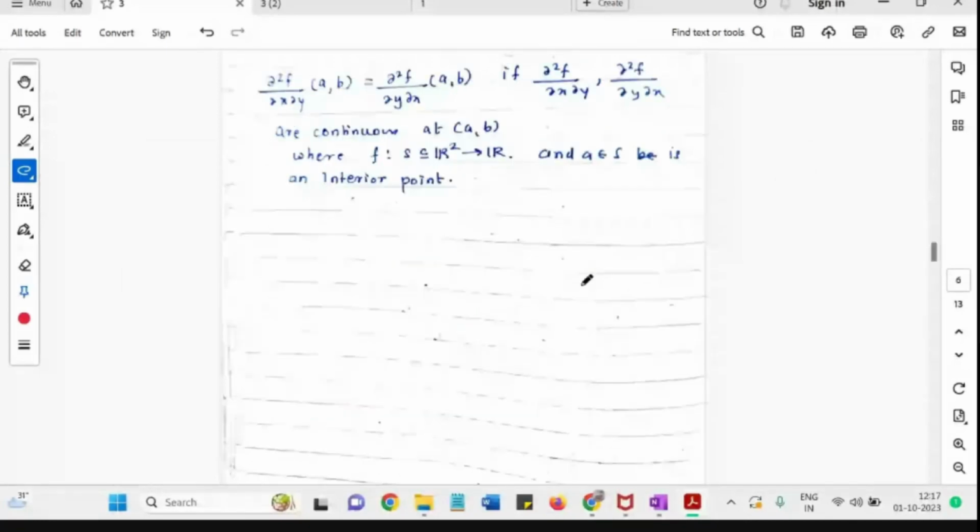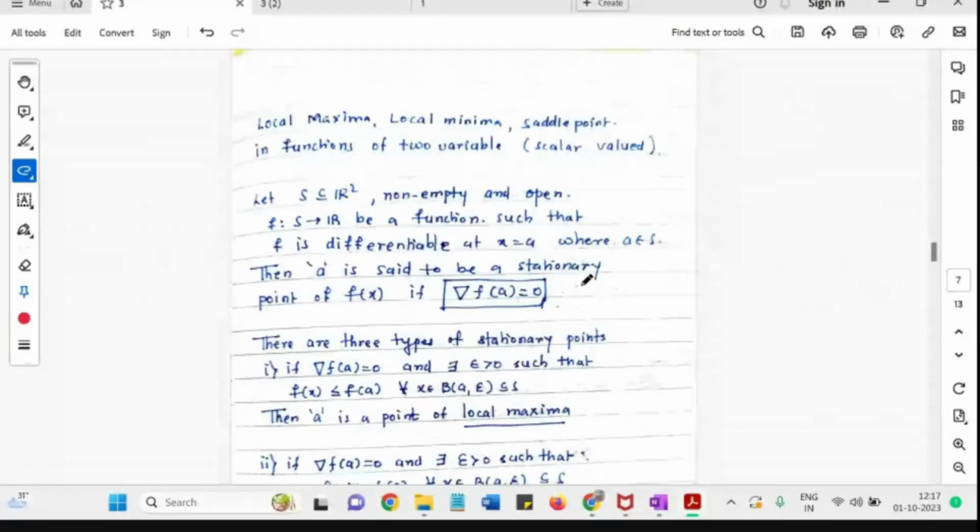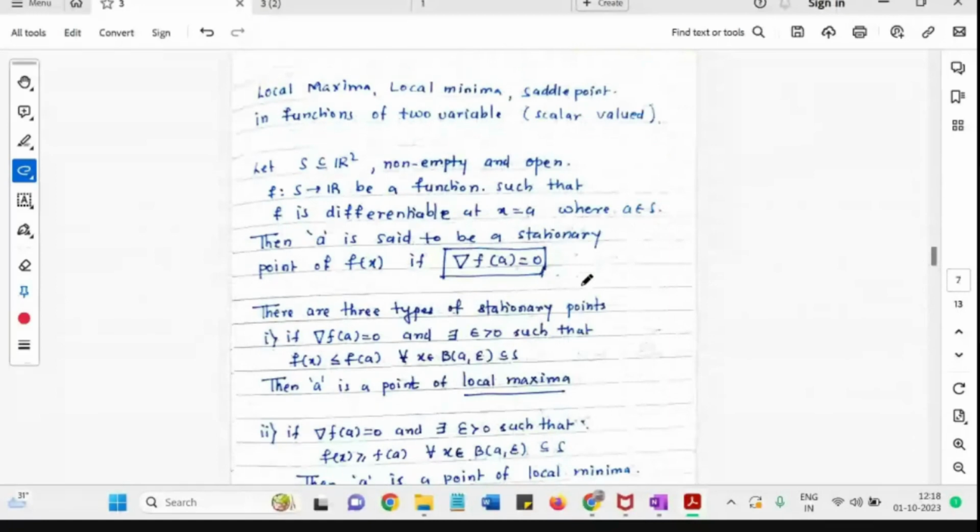Now moving to the last segment of my session: local maxima, local minima, and saddle point. Finding maxima and minima is always an important part of the study of calculus. So first of all, understand the definition of a stationary point. I have a function f from S to R such that f is differentiable at x equal to a. I will not dig into the details of split functions, which are defined differently at the point where we are taking a derivative.